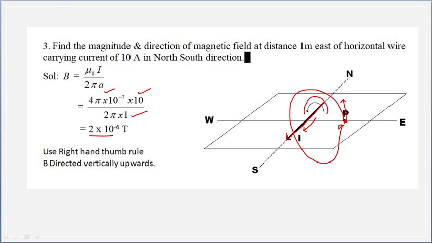That means it is in the upward direction, perpendicular to this plane. This is a horizontal plane I have drawn here. And these fingers are in the horizontal plane, coming out of that plane vertically up. So that's why the magnetic field is directed vertically upward.